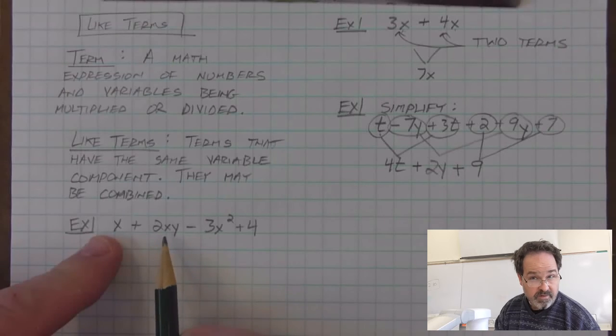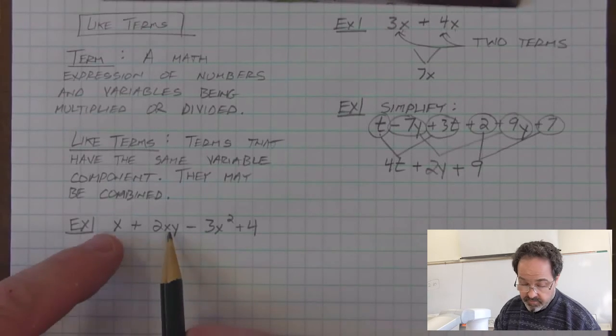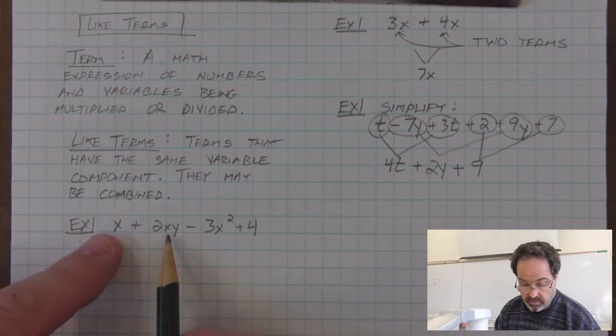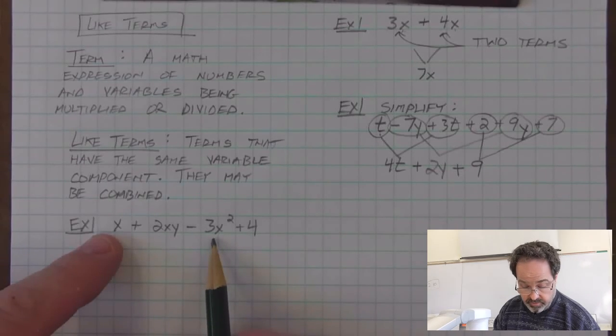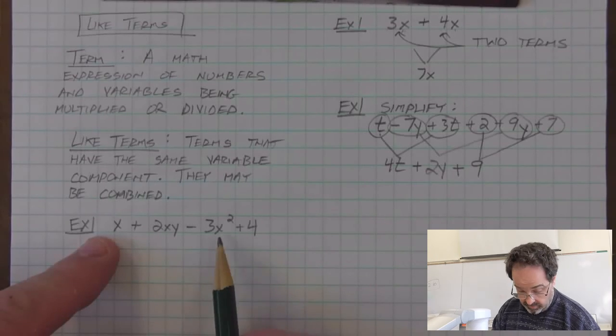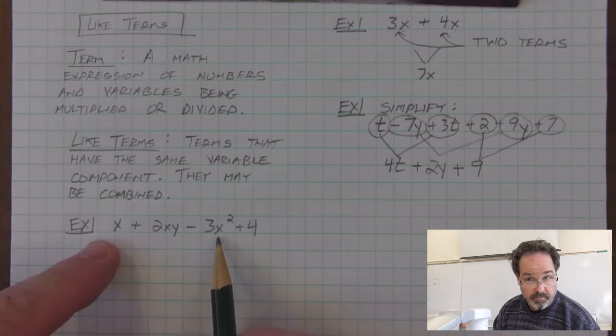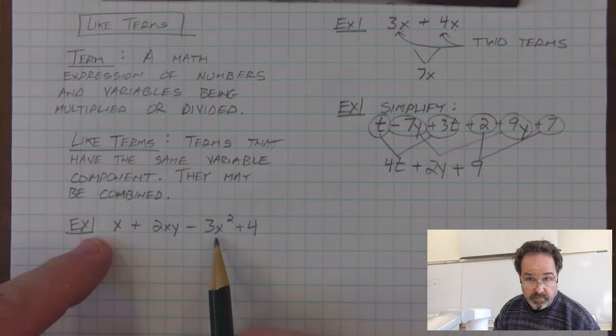The 2xy does not, because the variable component of this term is x times y. There are 2 variables that are multiplying each other. That's not the same thing as the single variable x. We take a look at the negative 3x squared term, and even though we're using the same letter to represent the same variable x, the negative 3x squared does not have a variable component that is the same as just the x. The variable component of negative 3x squared is x squared, and x squared is different than an x that is not being squared. So these 2 terms, though they share the same letter, do not have the same variable component.